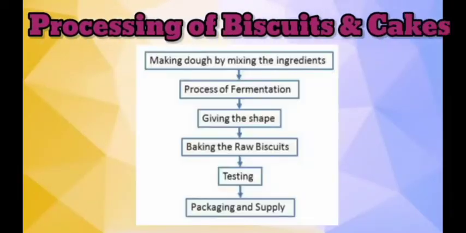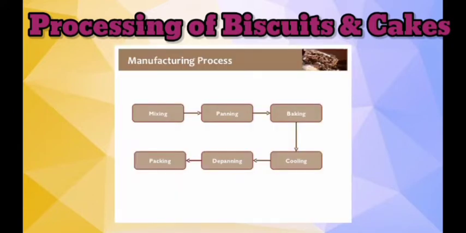Processing of biscuits and cakes. First of all, we will know the processing of biscuits. For this, we have to mix the ingredients for making dough. Then we will ferment it and give a preferable shape. After that, we need to bake it, test the quality of the biscuit and package it for supply. In the processing of cake, at first we need to mix the ingredients in a pan, baking them thoroughly. Let them cool for some time. After baking the cake in the oven, finally package it for supply.